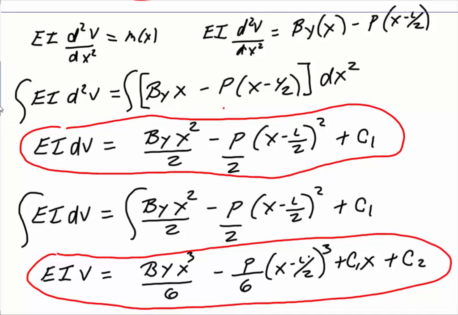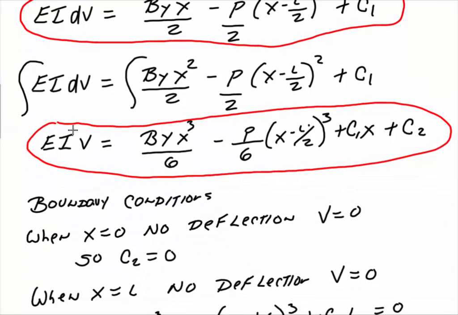If you integrate it again, you'll get your deflection equation, which is EIV, and that becomes x cubed divided by 3, which gives you the 6, plus C1x plus C2. At this point, do your boundary conditions.